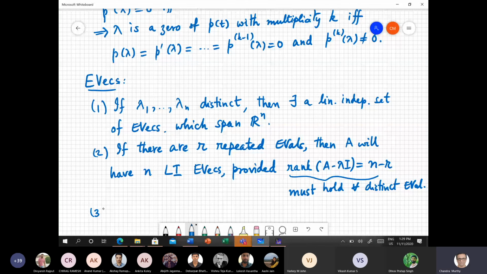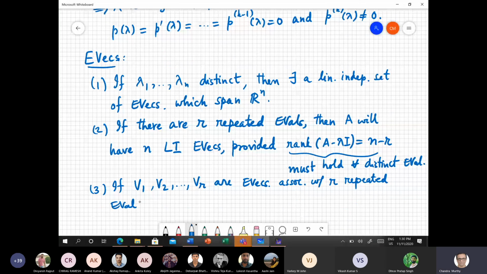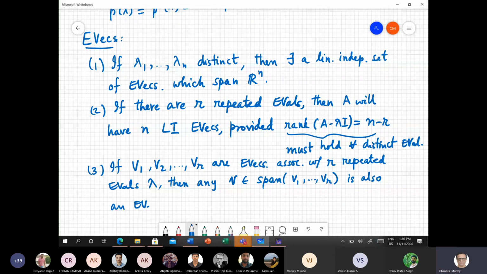And the third point is that if v1, v2 up to vr are eigenvectors associated with repeated eigenvalues, which are all equal, they're repeated, so we call them lambda, then any v belonging to the span of v1 through vr is also an eigenvector associated with the same eigenvalue.